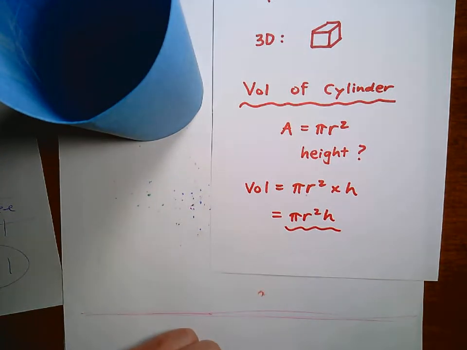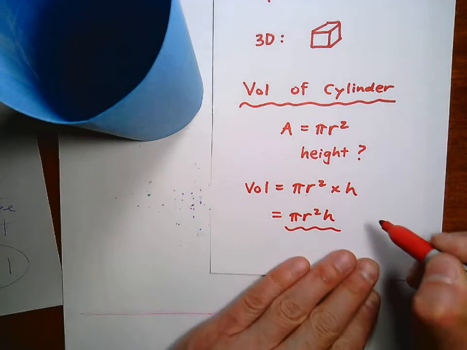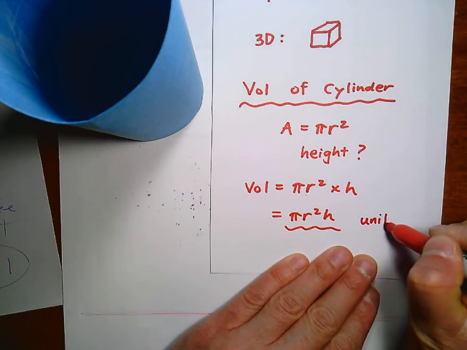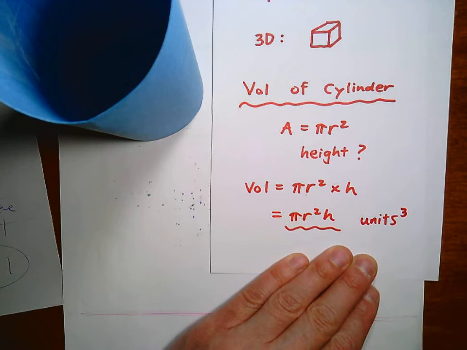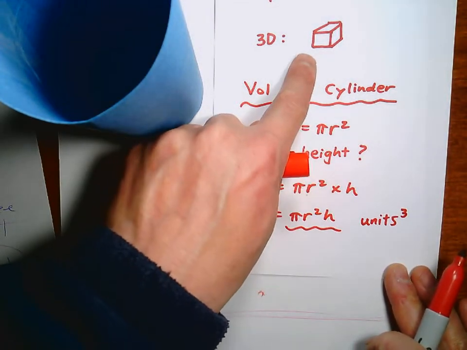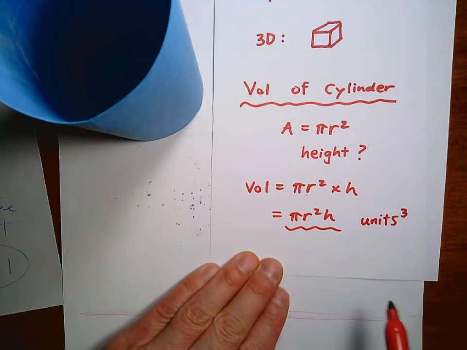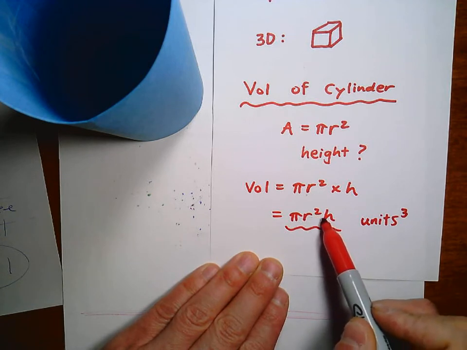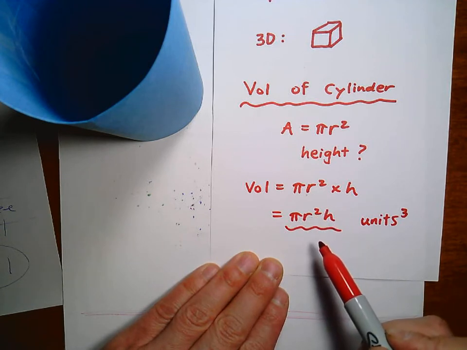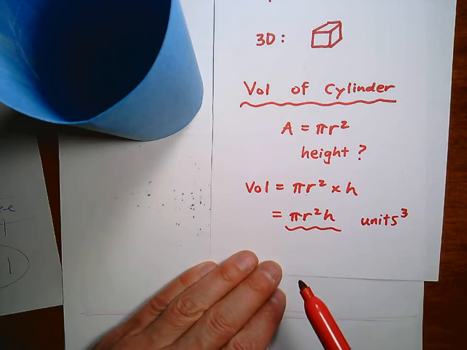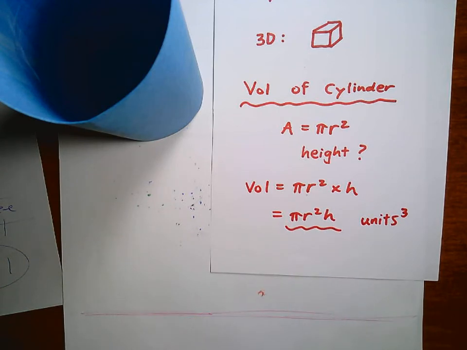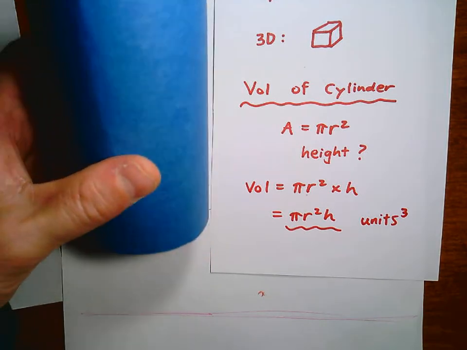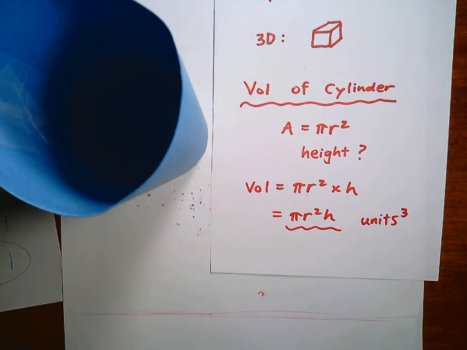And notice that you can tell that the units here are cubic. This is cubic units, so it's really counting the number of cubes that fit inside. The reason you can see this is that the r squared will be squared units, but then you're multiplying it by another unit. So this is where you get your cubic units. So that's a simple way just to understand how you can compute the volume of a 3D geometric figure.